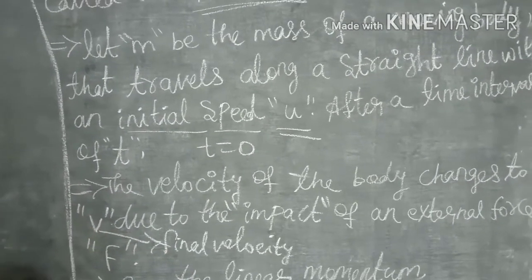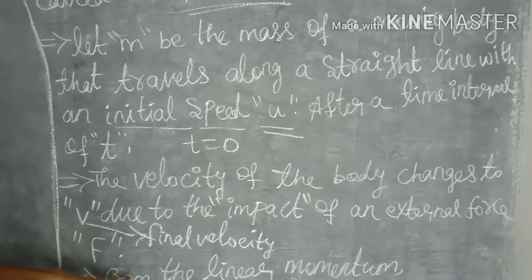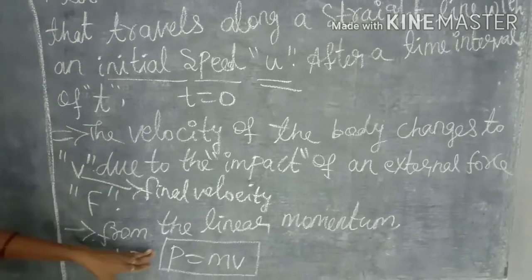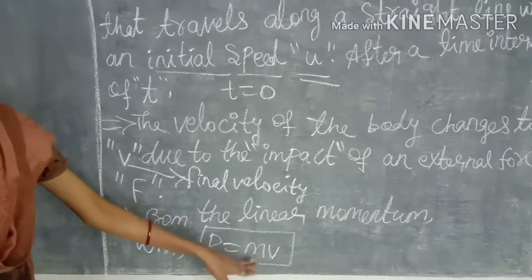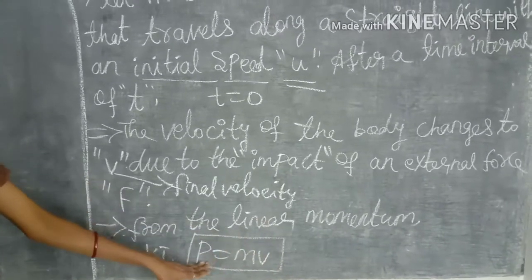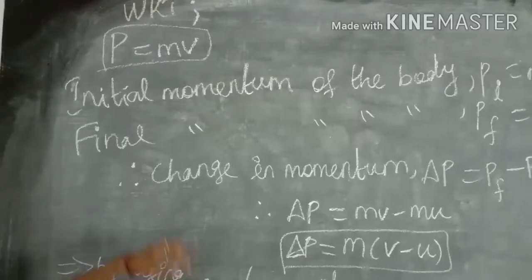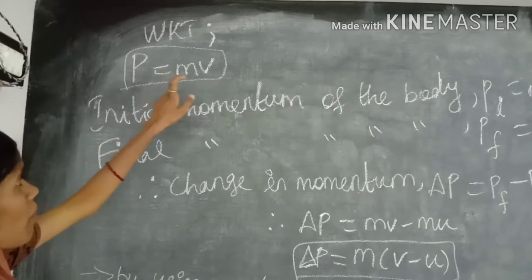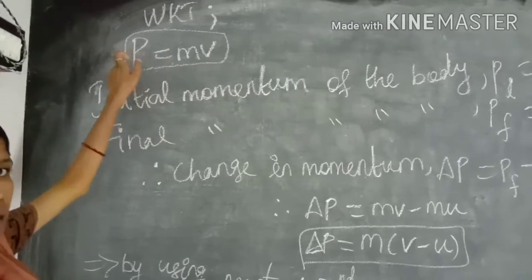From the linear momentum phenomena, as I told you on that day, linear momentum is equal to the product of mass and velocity. So p is equal to m into v.